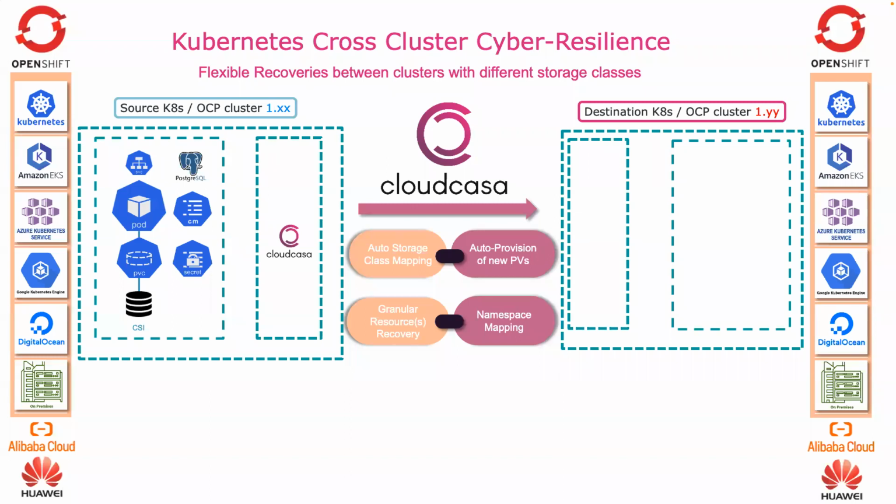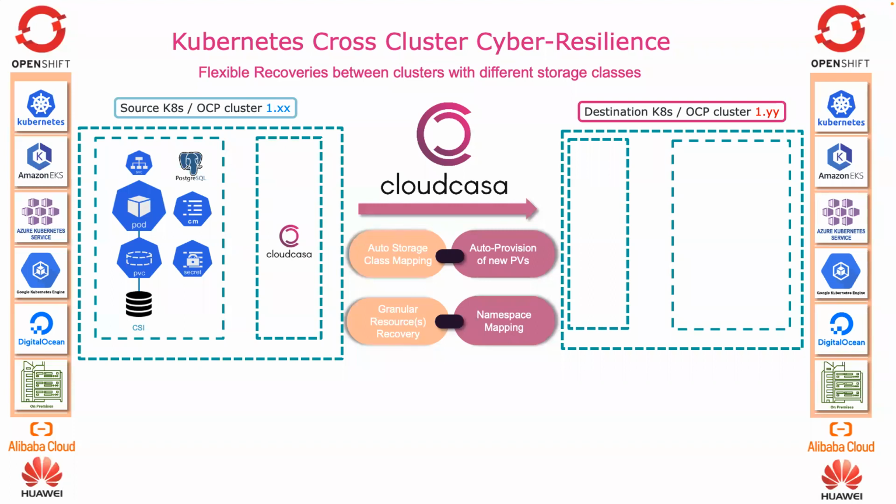So CloudCasa makes life a lot easier when you need flexible recovery between different clusters. Could be using different storage class. It can be actually from one cloud to the other cloud, or one OpenShift to another OpenShift. It could be from on-premises to the public cloud, or could be from different Kubernetes distributions. It could be from different versions. Could be running in different availability zones or different regions.